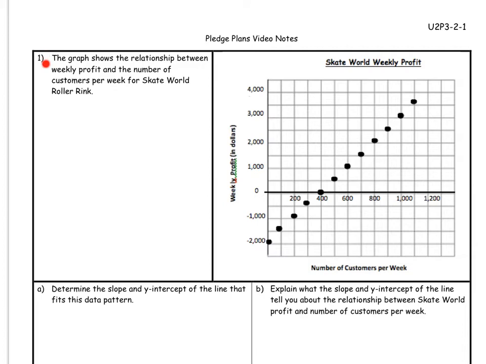Okay, today we're going to look at an application of slope and y-intercept for this graph right here, which talks about Skate World's weekly profit. So the graph shows the relationship between the weekly profit and the number of customers per week for Skate World roller rink. So we need to look at two things: defining which variable is the weekly profit and which variable is the number of customers. So we can go ahead and look at our x and y axis. Our x variable is the number of customers, and our y variable is the weekly profit in dollars.